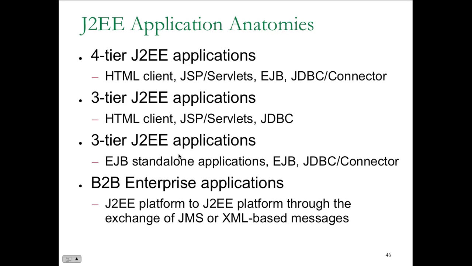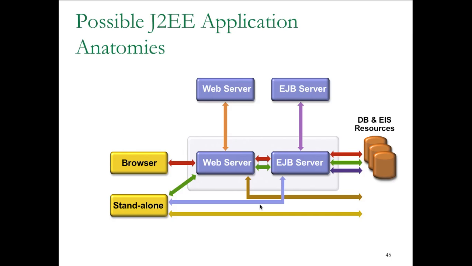In terms of a 3-tier, you can have a standalone enterprise JavaBeans application that connects, and this would be on the server, on the application server. And then a B2B kind of enterprise application exists, going through JMS, the messaging service, or through XML-based messages going back and forth, sending and receiving information from application to application. XML is very helpful for a B2B type of environment because you can get B2B connectivity through XML, which is pretty nice for transporting data back and forth.